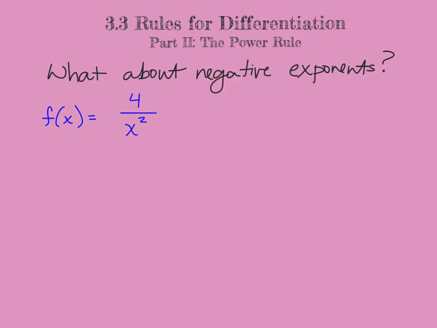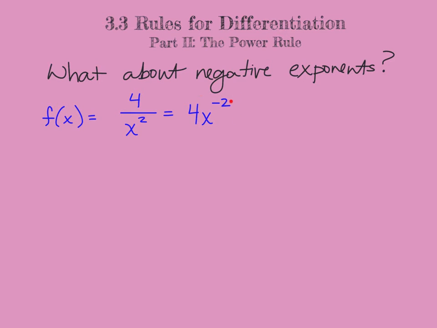When we see something like f of x equals 4/x², we can rewrite this as 4x to the -2. I want to rewrite it that way so it looks like x to the n. This does not look like x to the n. X to the n is in the denominator here, and we have this 4 up top. This is still f of x. I have not done any calculus yet. I've only rewritten this algebraically.